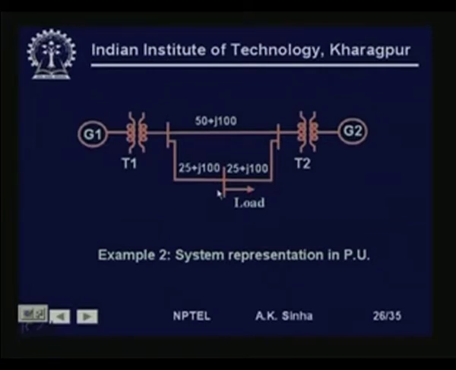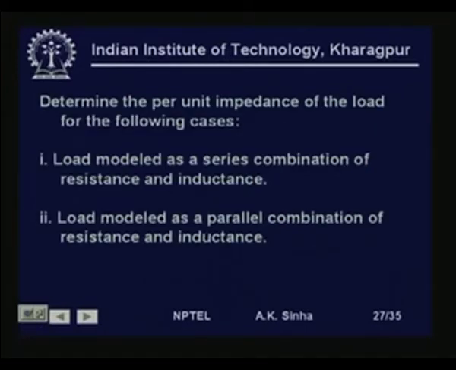Now, let us see how we convert this into per unit system. The impedance values here for the transmission lines are given in ohms. So, what we have to do is determine the per unit impedance of the load for the following cases. Load model as a series combination of resistance and inductance, or we can put this load as a parallel combination of resistance and inductance.